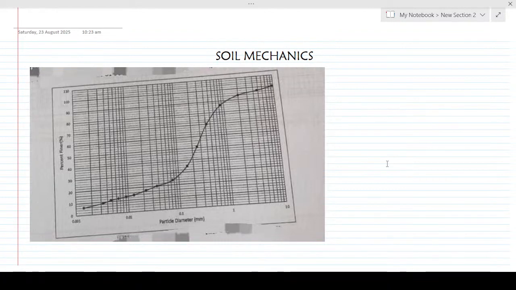This is a particle size distribution curve, just as we all know. And basically, there are certain things you'll be asked to do. You'll be asked to classify the soil based on Unified, classify the soil based on AASHTO. You can also be asked to find the coefficient of uniformity and all that, where you find CU and CC. Those are some of the basic things you'll be asked to do.